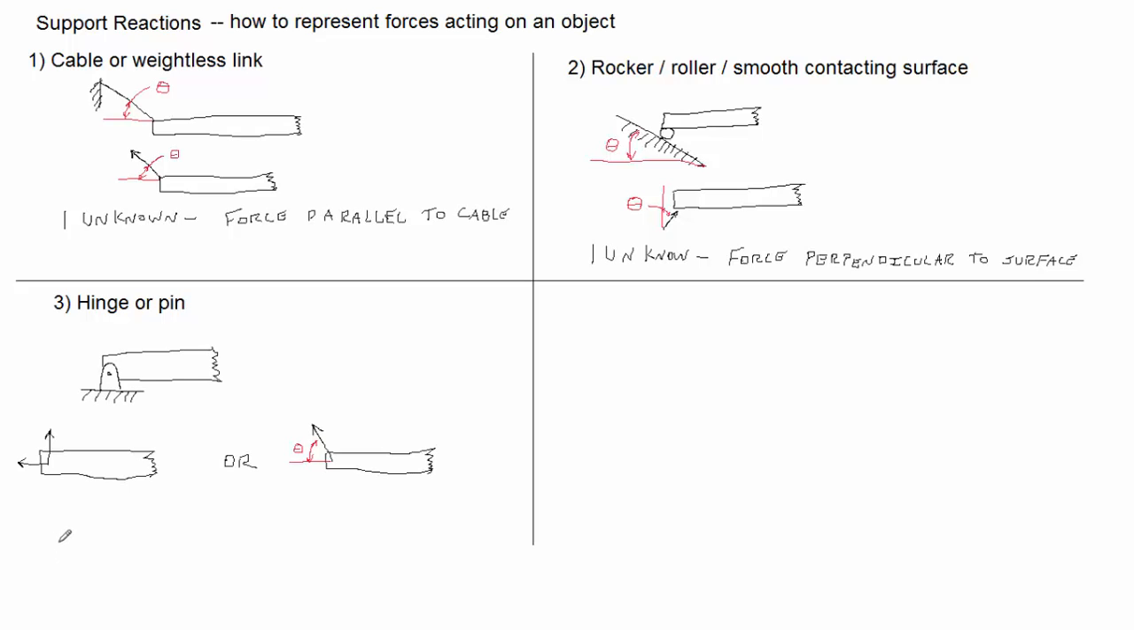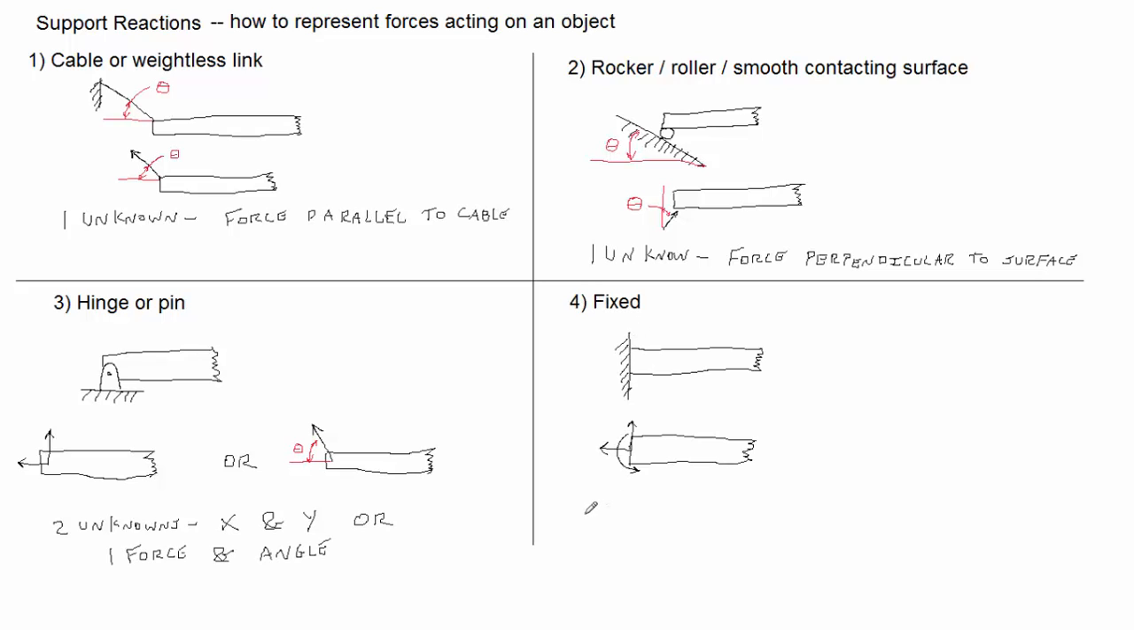Next is the hinge or pin. In the case of the hinge or the pin, we have two unknowns. There's either an X and a Y force, or one force and an unknown angle. Finally, we have the fixed support. In this case, there are three unknowns. There's an X force, a Y force, and an unknown moment.